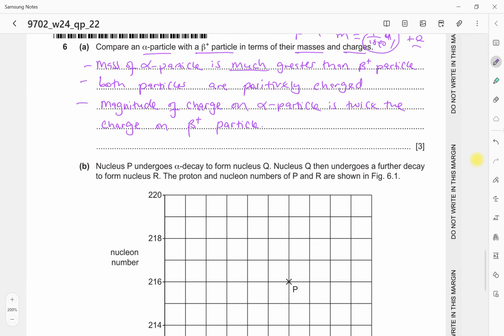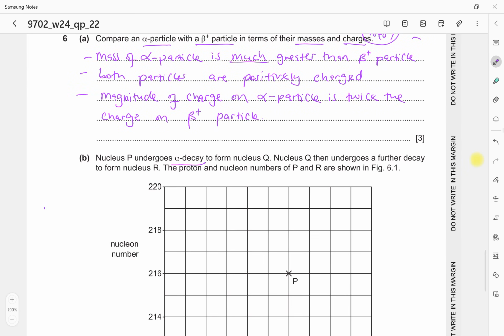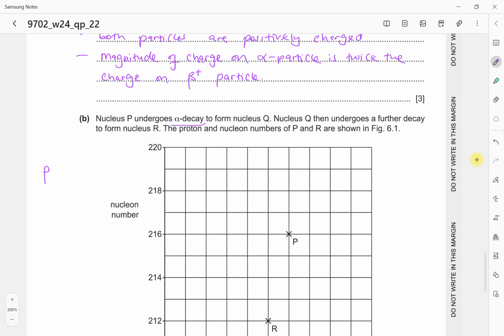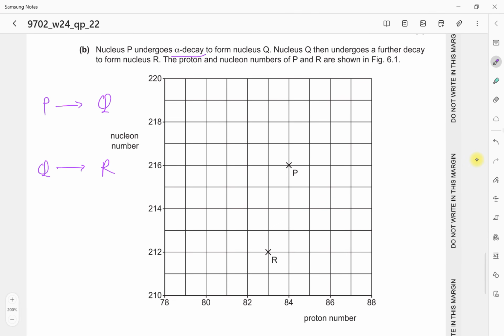Nucleus P undergoes alpha decay. So P is undergoing alpha decay to form Q. So P is giving us Q. Nucleus Q undergoes a further decay to form R. So Q is going to give us R. The proton number and nucleon numbers of P and R are shown on the figure.